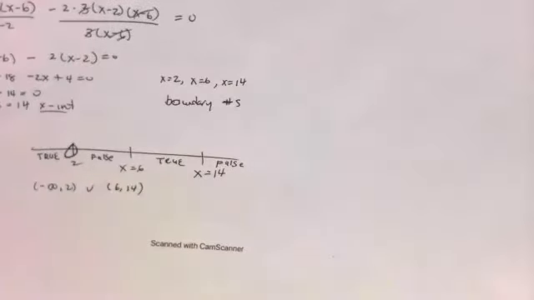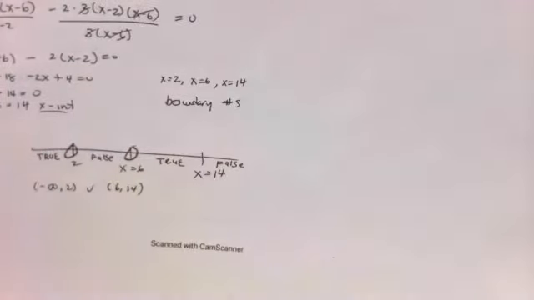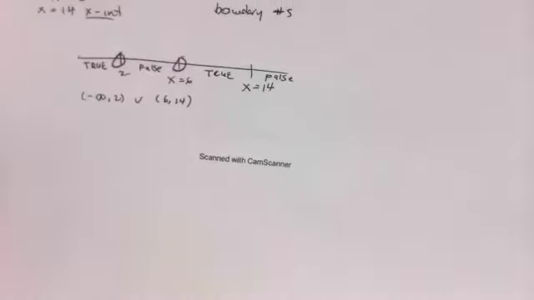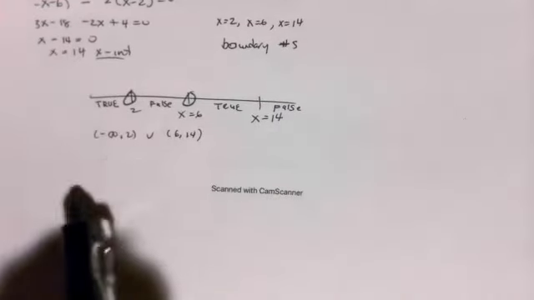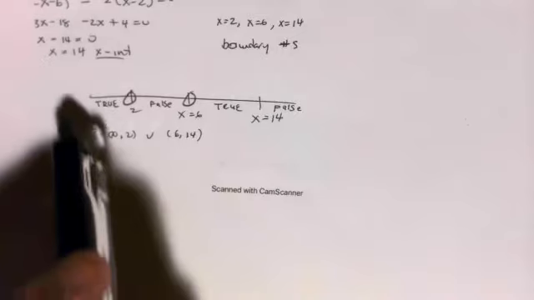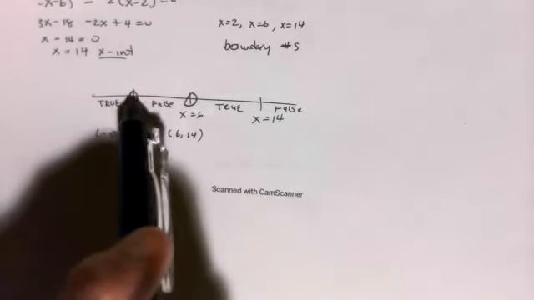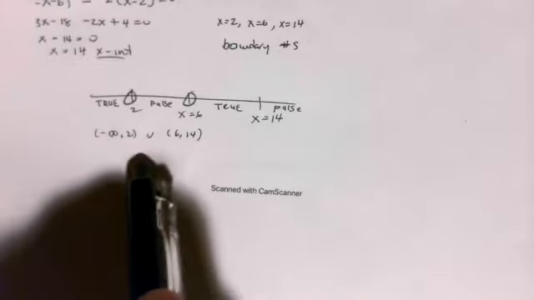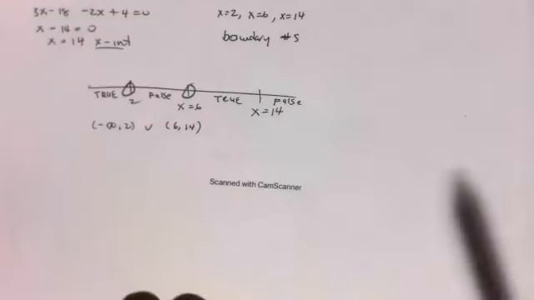Now, we've got to skip over the boundary numbers that were vertical asymptotes. Normally we would include the boundary numbers if it had an equal sign under it, but not if those boundary numbers are vertical asymptotes. So we don't include them. So it goes like this: negative infinity to 2, because it's true there. It's false in here. So then it's true over here. So we go union with 6 to 14. And that is the solution of that rational inequality.